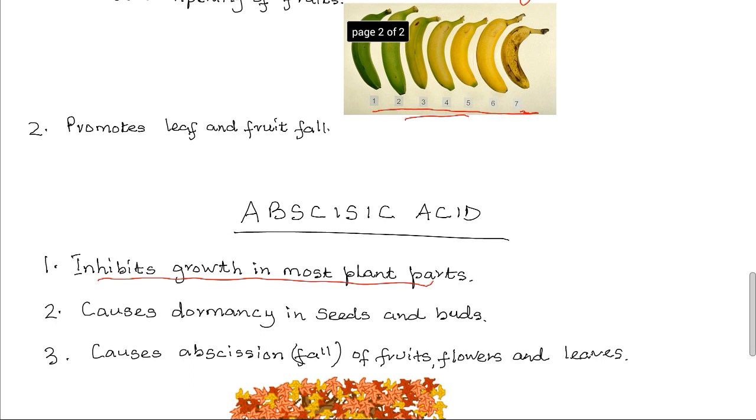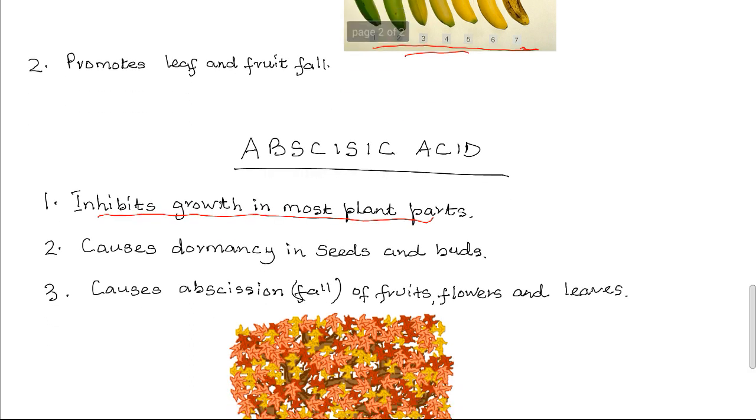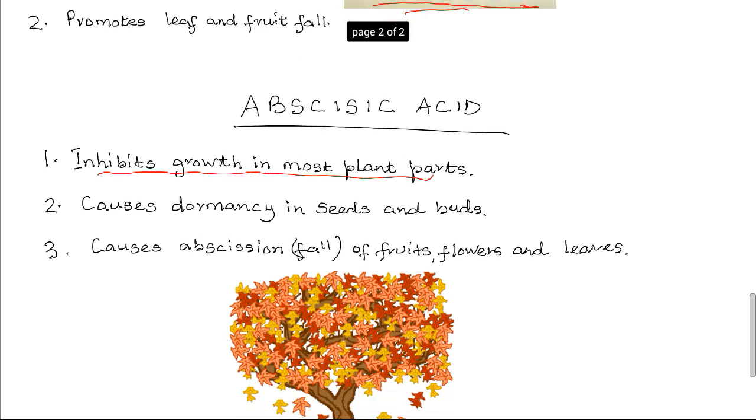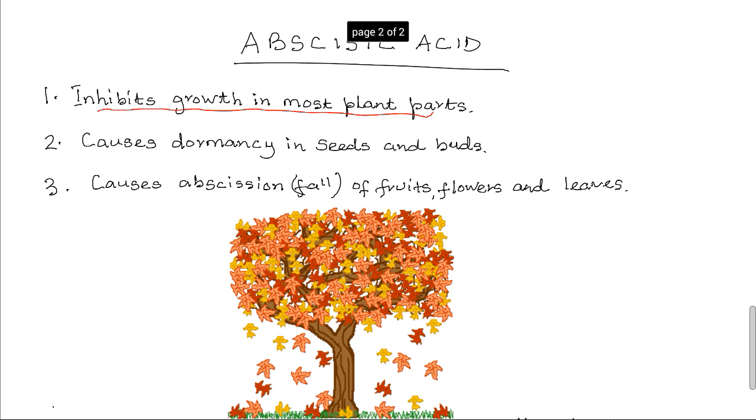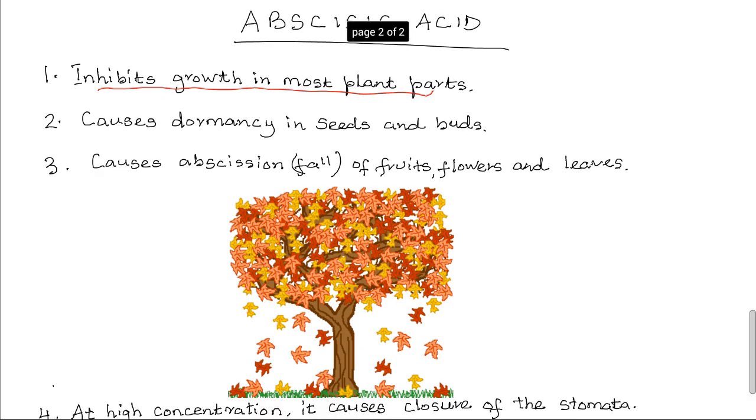A third role is that it causes abscission or fall of fruits, flowers, and leaves, hence the name abscisic acid. Its principal function is the falling off. It causes the falling of leaves, especially during the dry season, or in some countries towards winter. During autumn, leaves fall off. This is in a bid to conserve water.